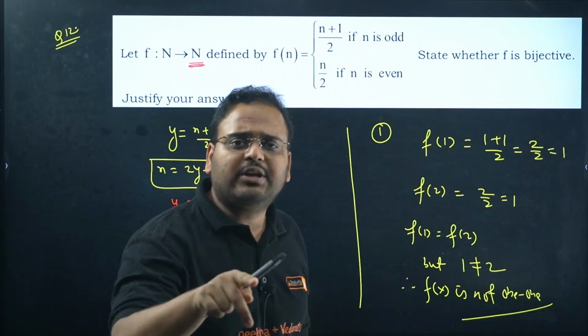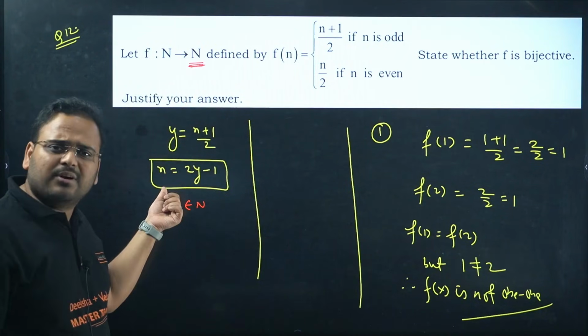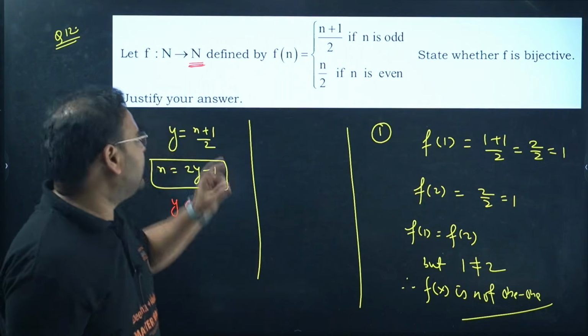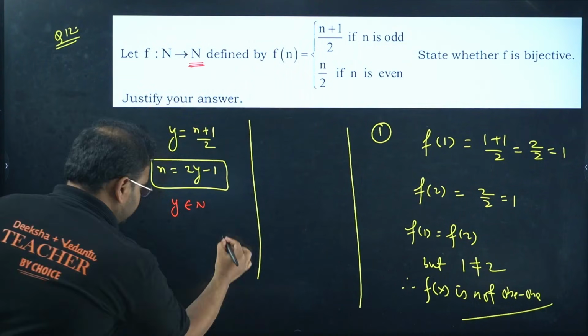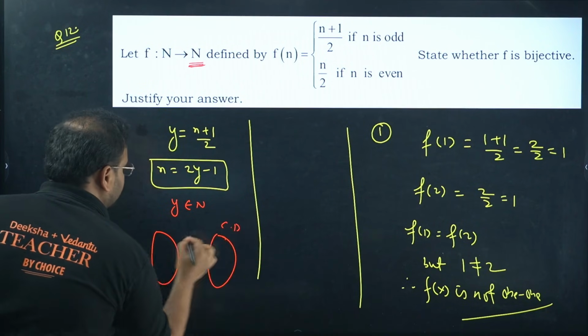2 into 15 is 30, minus 1. How much is that? 29. Is 29 a natural number? Yes. I'll repeat again: for any y, a natural number taken from the codomain. Not clear? I'll make it easy for you. This is the codomain. This is the domain.